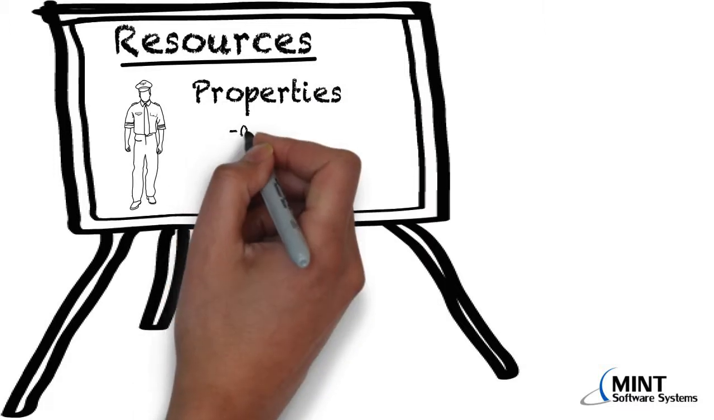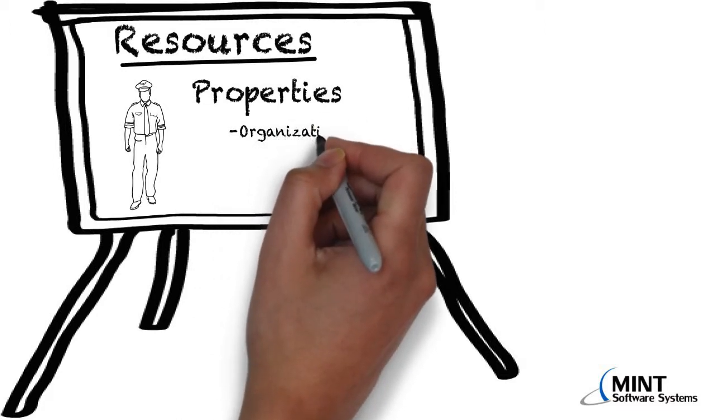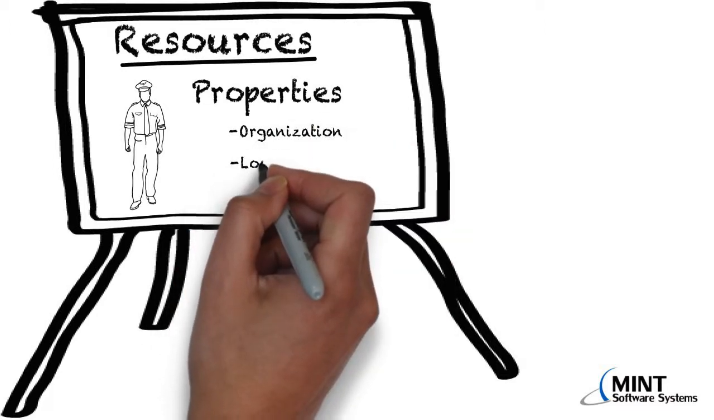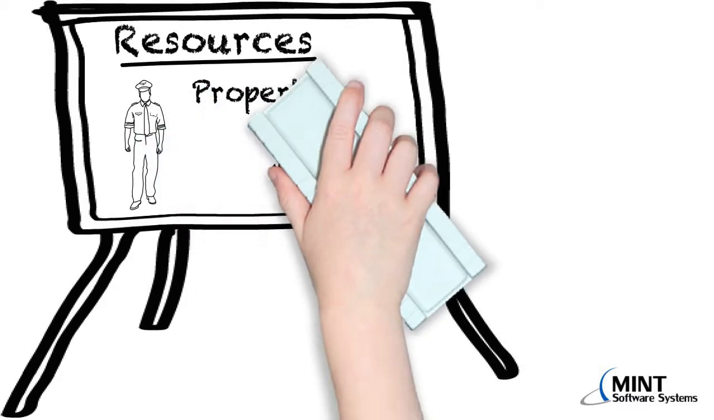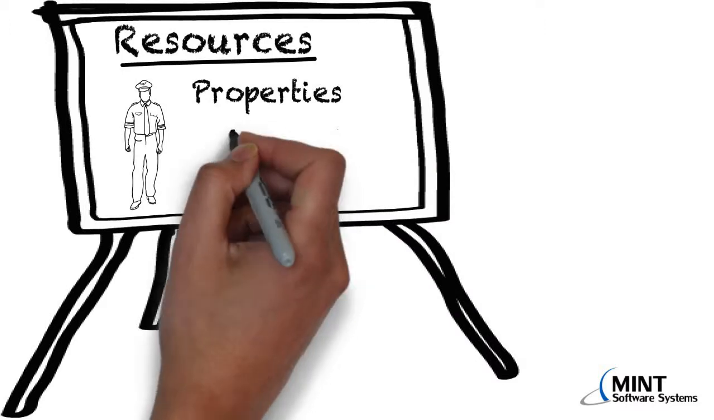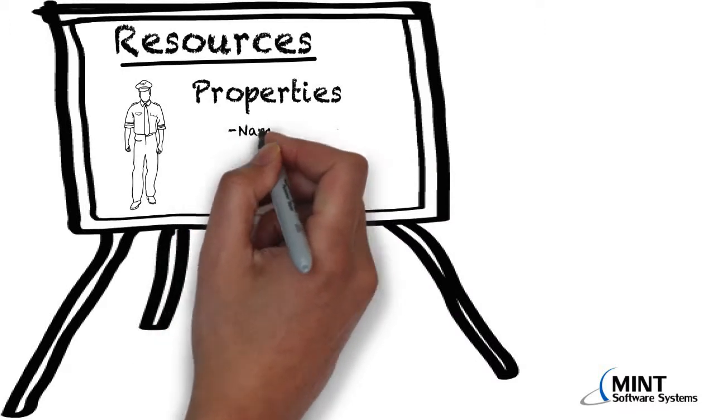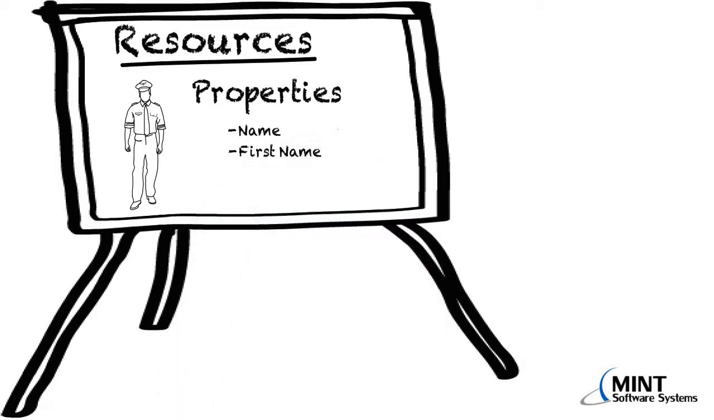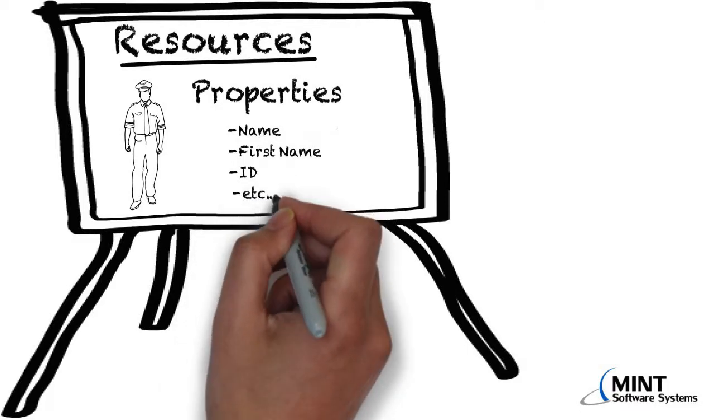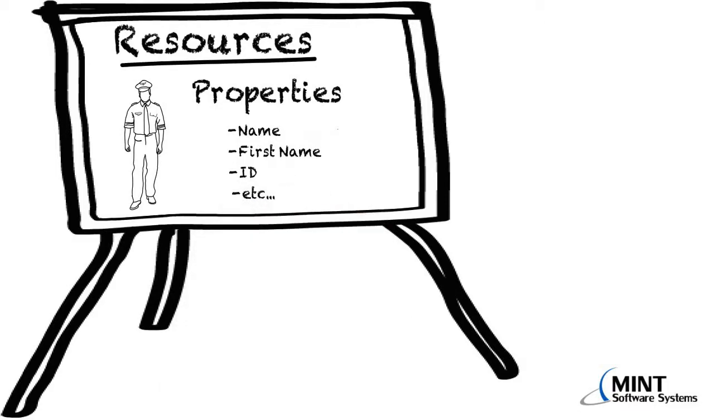Every resource belongs to one organization and one location. And depending on the value of the location or the organization, you might have to enter further properties. For example, the name, or the first name, or the unique ID, or any other kind of property. And that is what I want to show you now.